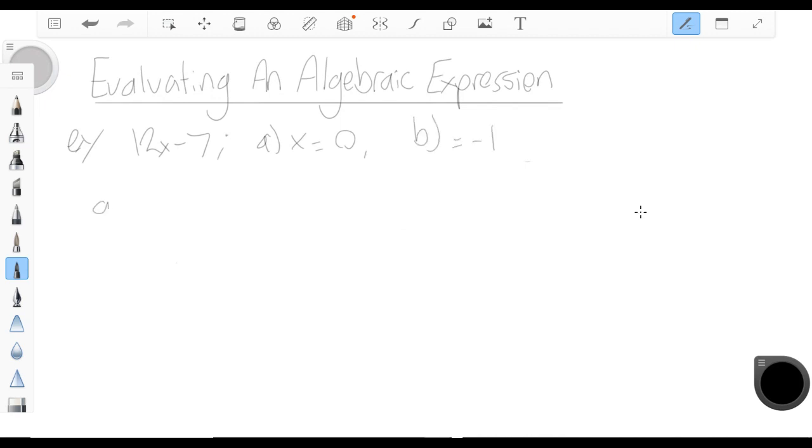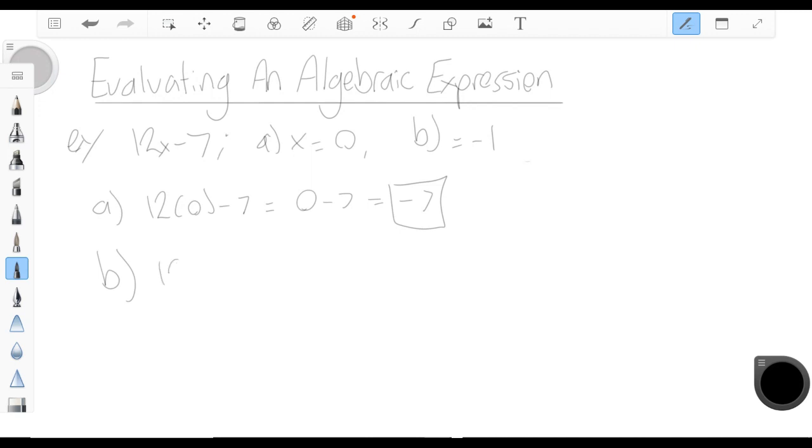Well, in the first instance, if we plug in 0 for x, we have 12 times 0, which gives us 0, and then 0 minus 7 just gives us negative 7. So when we plug in 0 for x in this expression, negative 7 is going to be the output. And similarly, if we put in negative 1 for x, all we do is we substitute the value of negative 1 in for x to evaluate the expression.